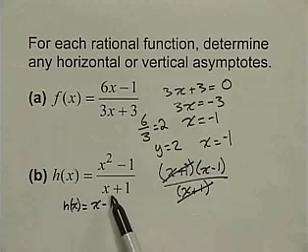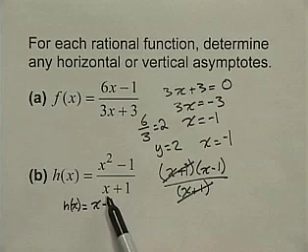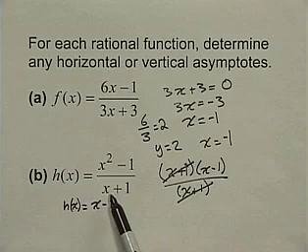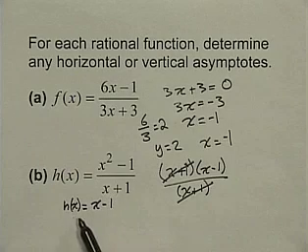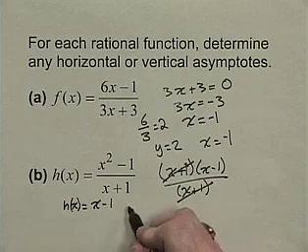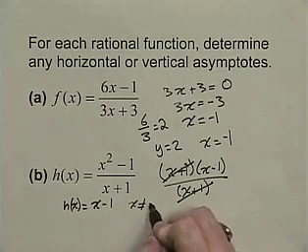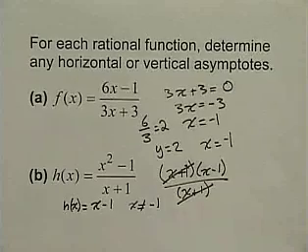Remember, the original domain for h of x is the set of all x such that x is not equal to negative 1. If x is equal to negative 1, then you get 0 in the denominator here. So h of x is equal to x minus 1, so long as x is not equal to negative 1. So that's just basically a linear equation with a hole in it at x equals negative 1. There are no vertical asymptotes, no horizontal asymptotes. So we're pretty much done with that.